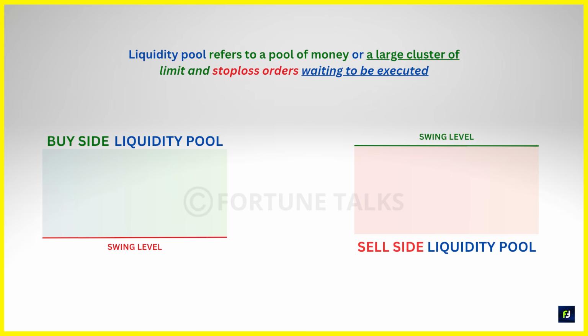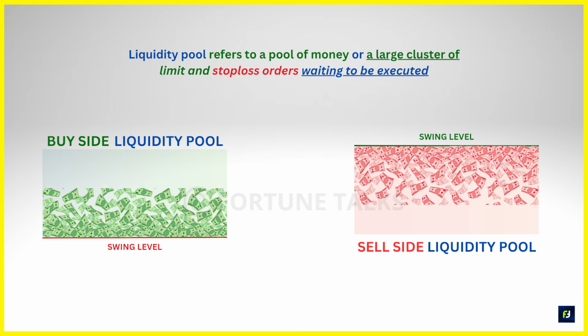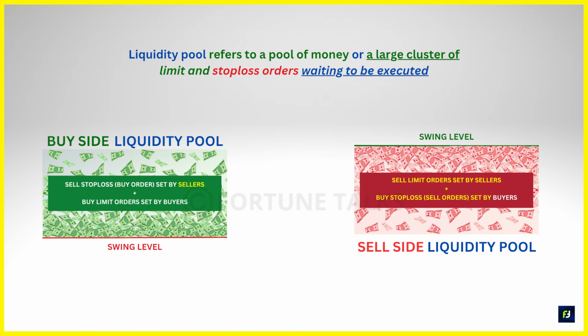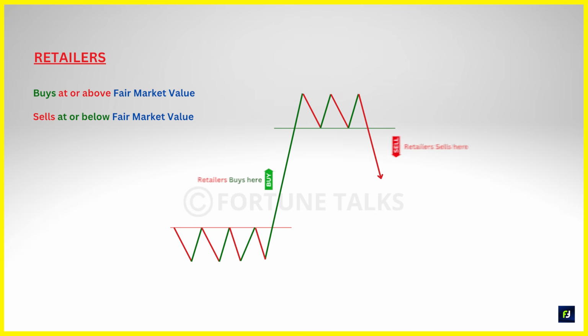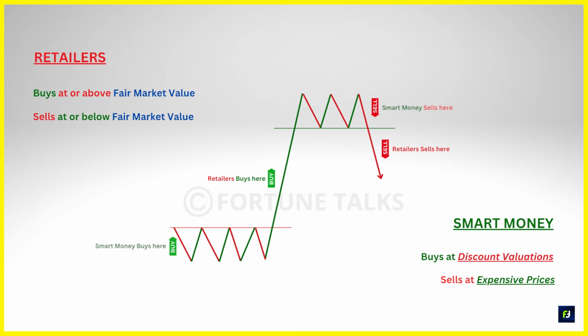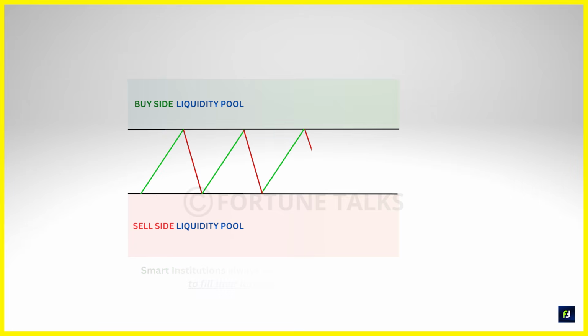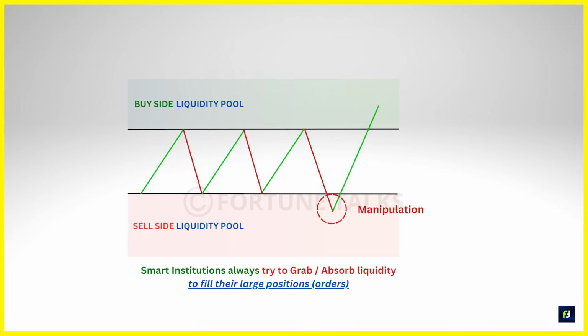Now, liquidity pool, as you can imagine, refers to a pool of money or a cluster of limit and stop loss orders set by the retail traders waiting to be executed. Mostly, the retail traders buy or sell at market prices, while the smart money buys below the market price and sells above the market price. In other words, they buy at a discount and sell at premiums. The big institutions try to take advantage of these liquidity pools, but not all liquidity pools are worth their time.